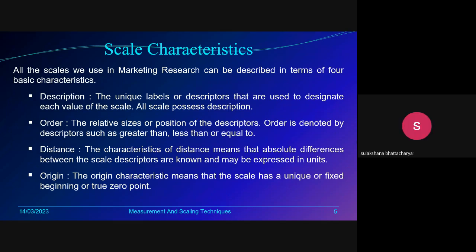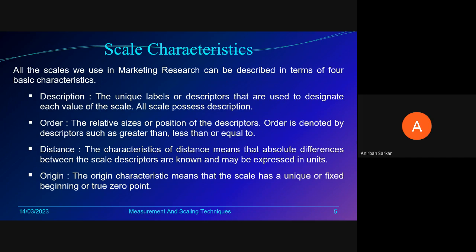So description, order, distance, and origin, in that order, start from a lower order characteristic to a higher order characteristic. Description is the lowest order characteristic, then order, then distance, then origin. Origin has the highest order. So in our example, ID only possesses a description characteristic. Rank possesses an order characteristic.